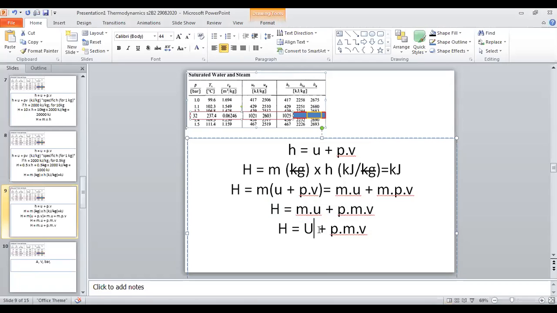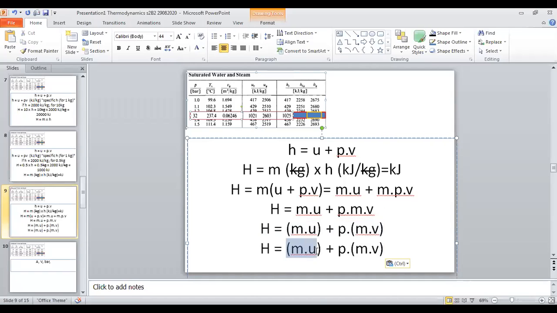M times U is big U, and M times v is the volume of that mass M, so this is big V. H equals U plus PV, or you can say, with U as E, H equals E plus PV.